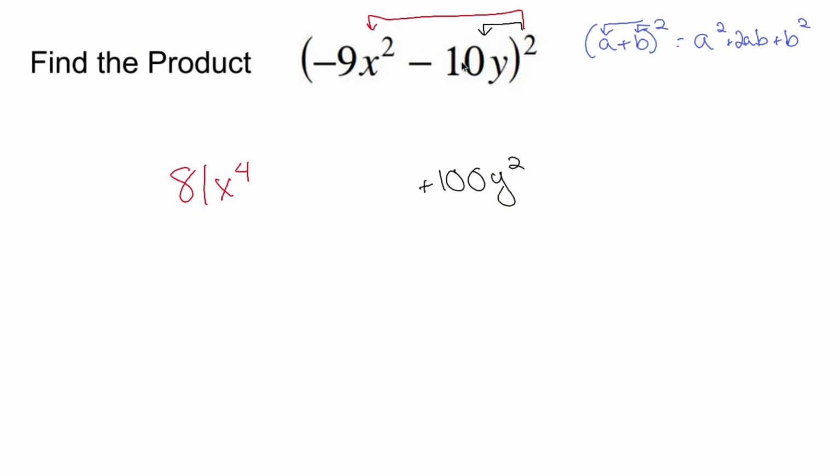Now the middle term is going to be 2 times negative 9x squared times negative 10y. So that is 2 times negative 9, which is negative 18, times negative 10, which is positive 180. And then x squared times y is x squared y.